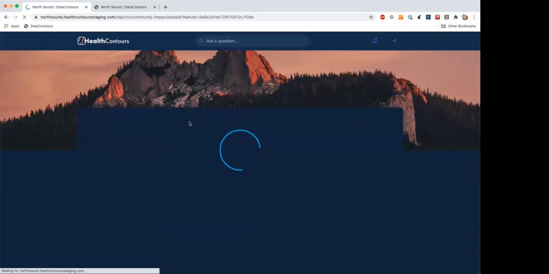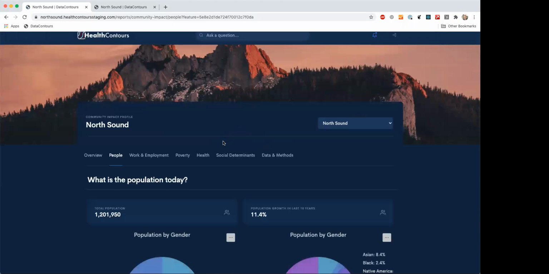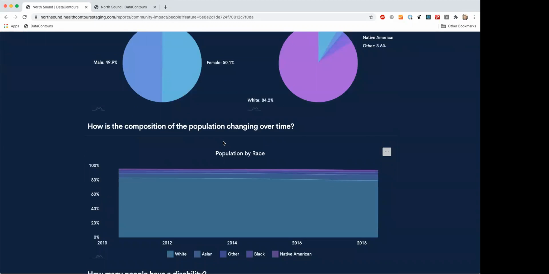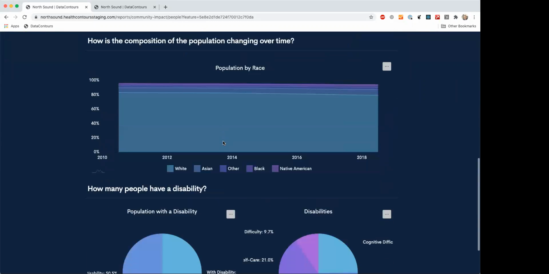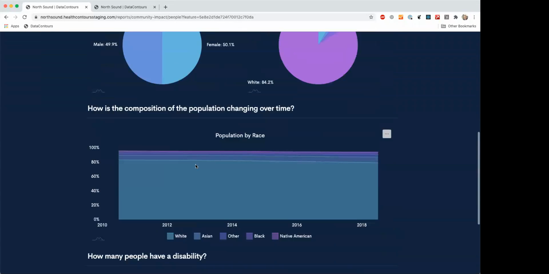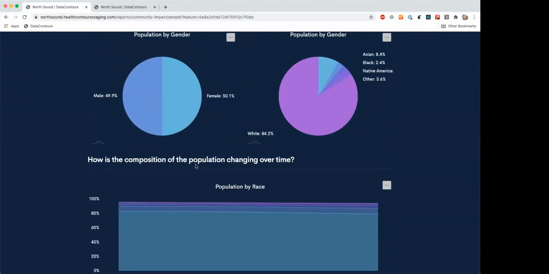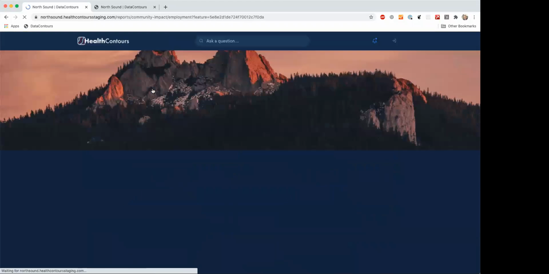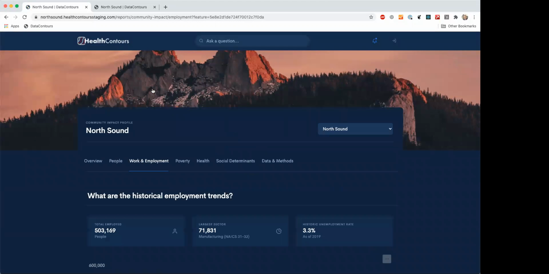So we have a people section, which is helpful to provide demographic breakdowns, as well as breakdowns around population characteristics like disability. We'll be adding in education level or educational attainment, but I'm curious if there are any other population characteristics that would be useful for folks. A lot of this you're probably familiar with. The fun stuff starts on the work and employment tab.